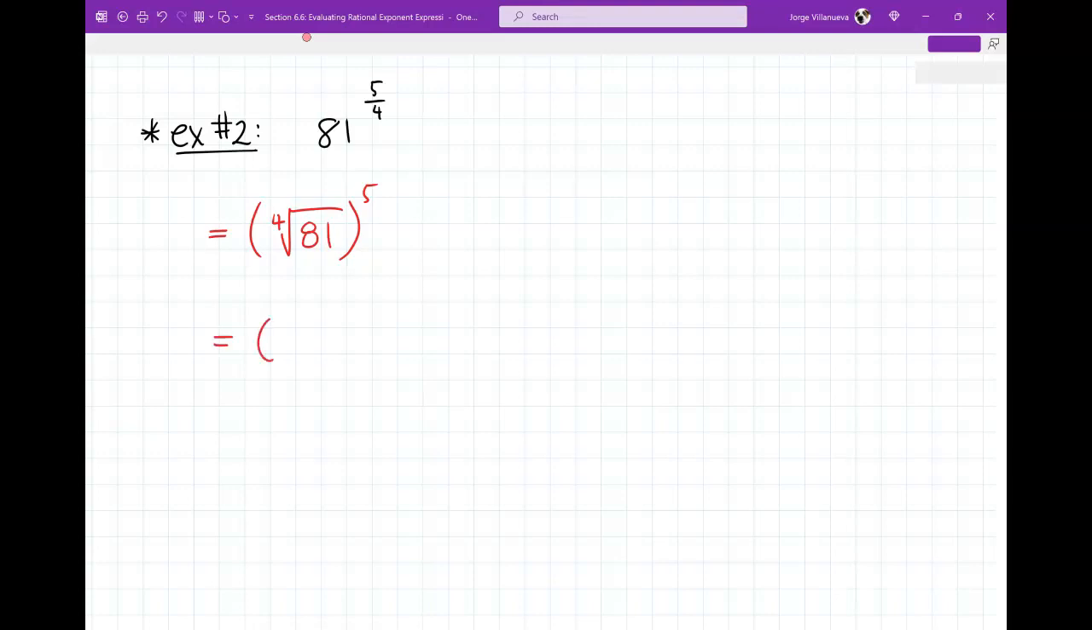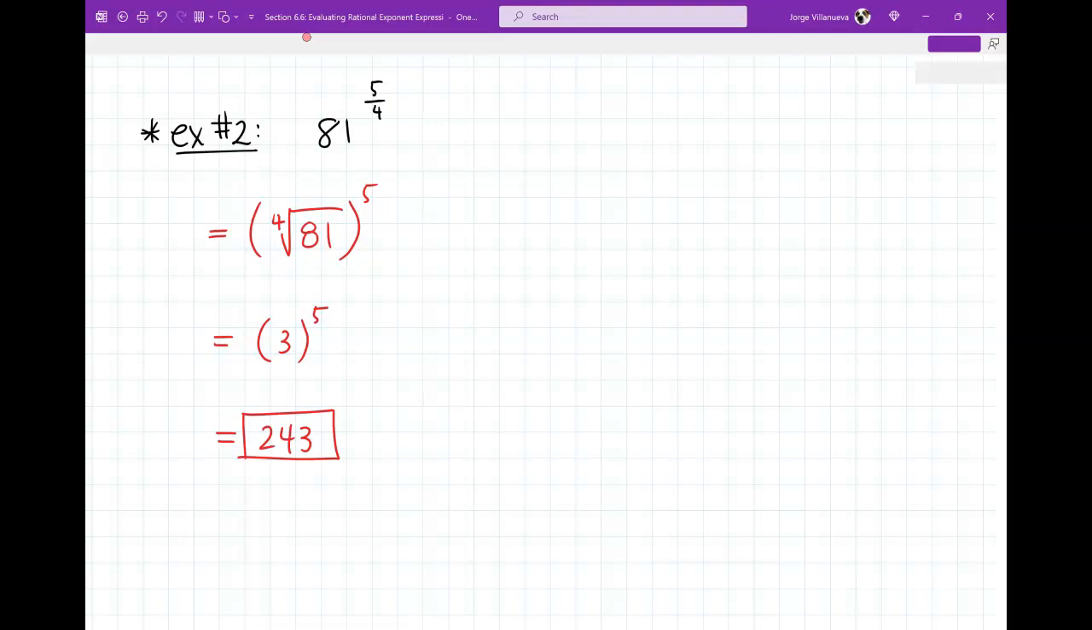So this comes out to 3 to the 5th, right? And then 3 to the 5th, well, 3 to the 4th is 81, so 81 times 3 is 243. So this is 243. Now, do me a favor, because we just got the answer for this. Try doing it the way where you only use your calculator, and make sure you get 243. That way you're testing yourself, like, do you know how to use this? So I'm going to type in 81 to the power of 5/4, and I got 243.